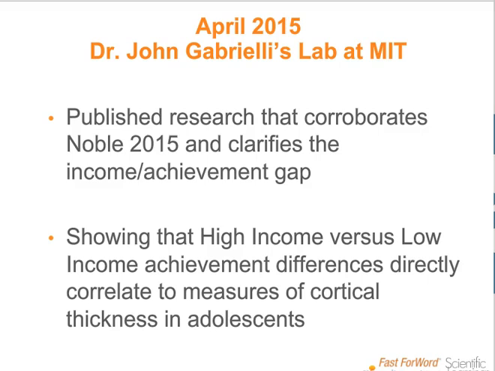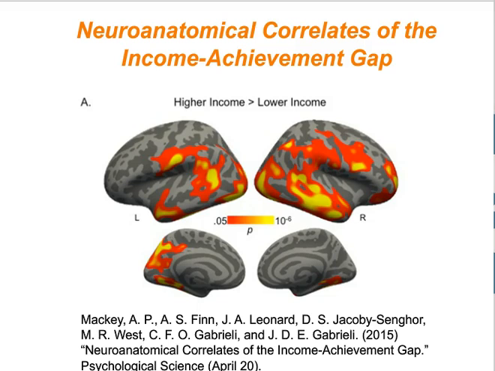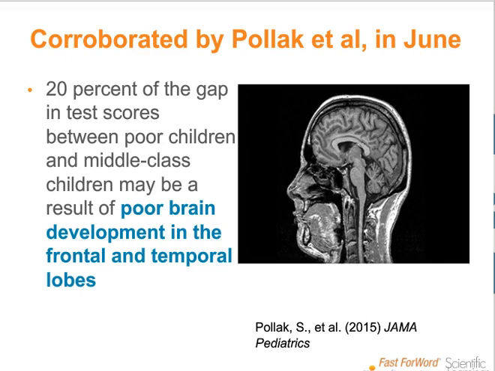He showed that high income versus low income achievement differences directly correlate with cortical thickness in adolescents. So he was looking even beyond just the young children that Noble was looking at, and looking at the parts of the brain that are affected most by income level. And these are the regions of the brain, this is his slide, that are so important for school. But they're not important, it's interesting, for things like sports, and I'll explain that more later. The parts of the brain that you need to be good at sports are different kinds of skills, and those are not affected by poverty, which I find very interesting.